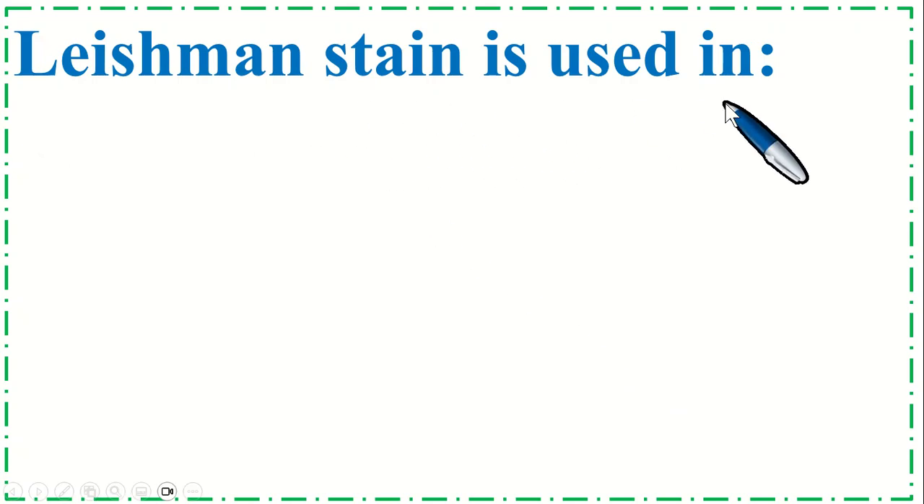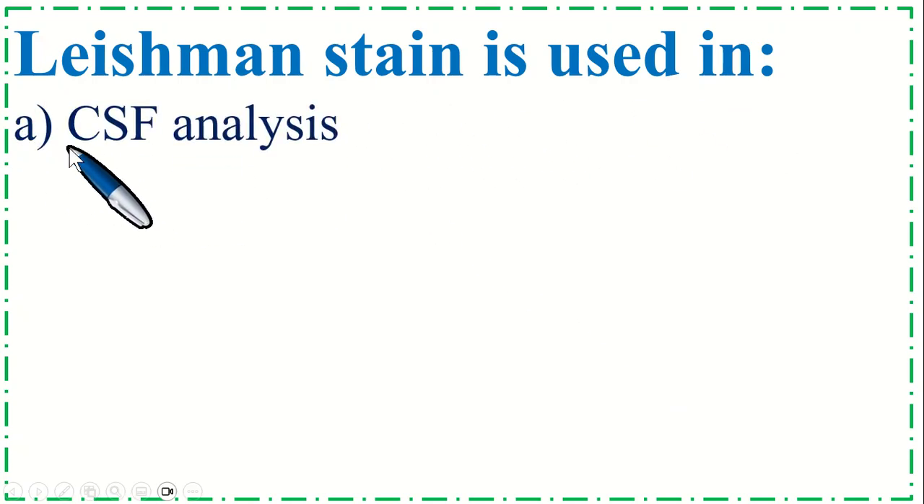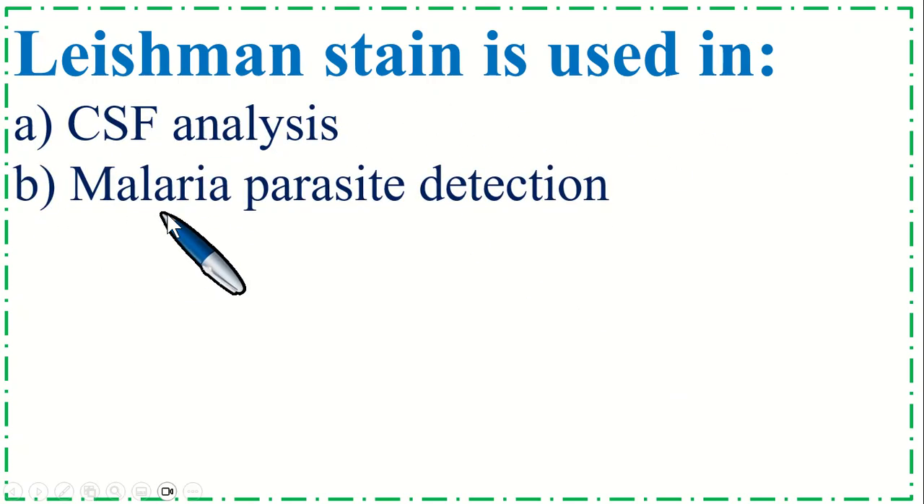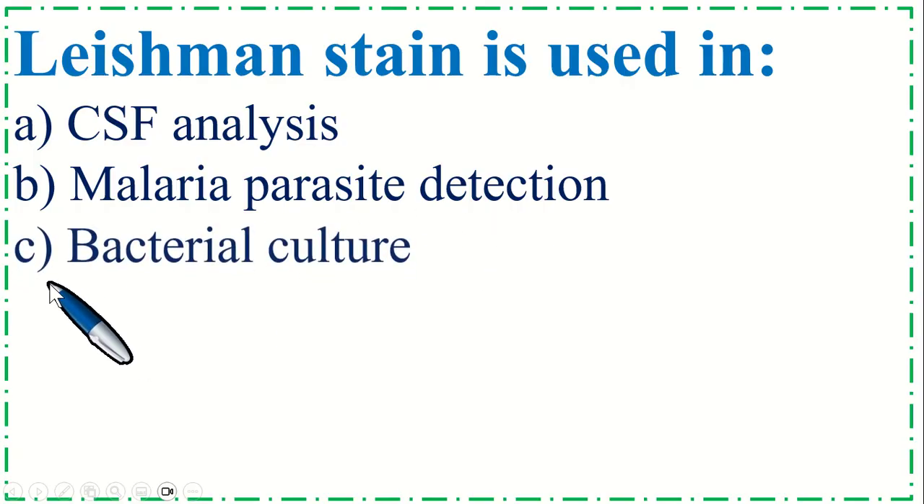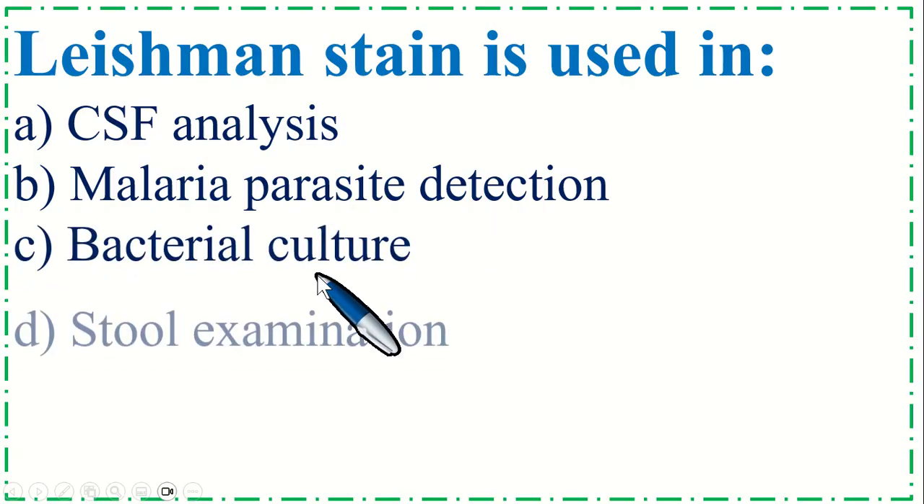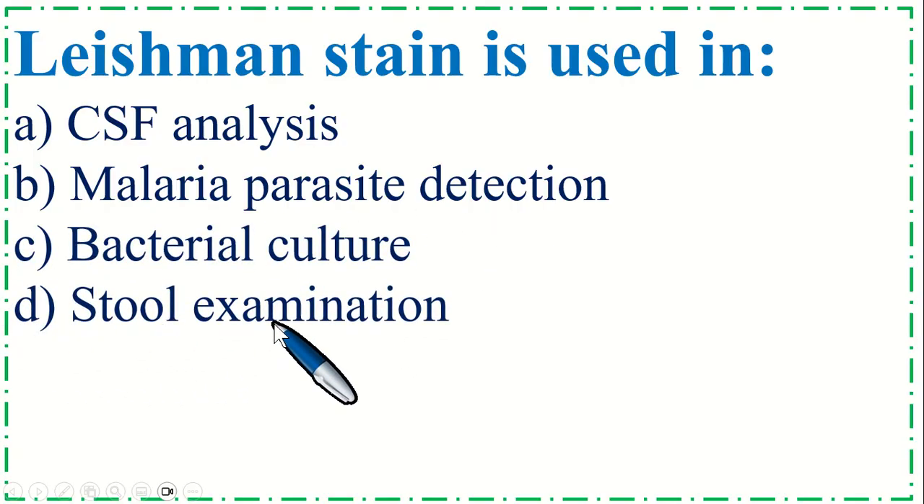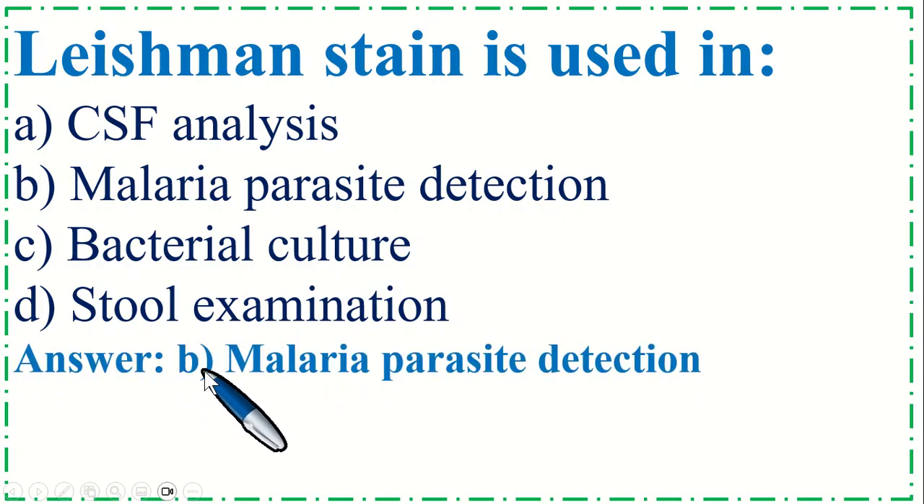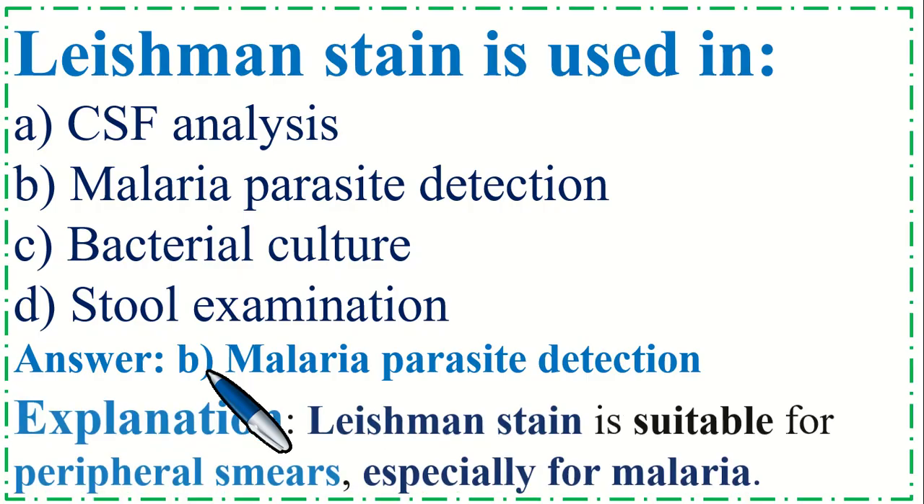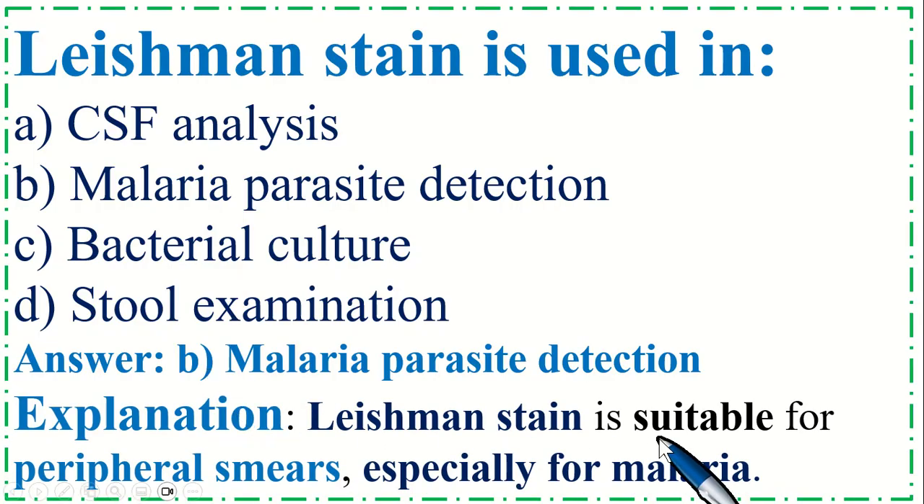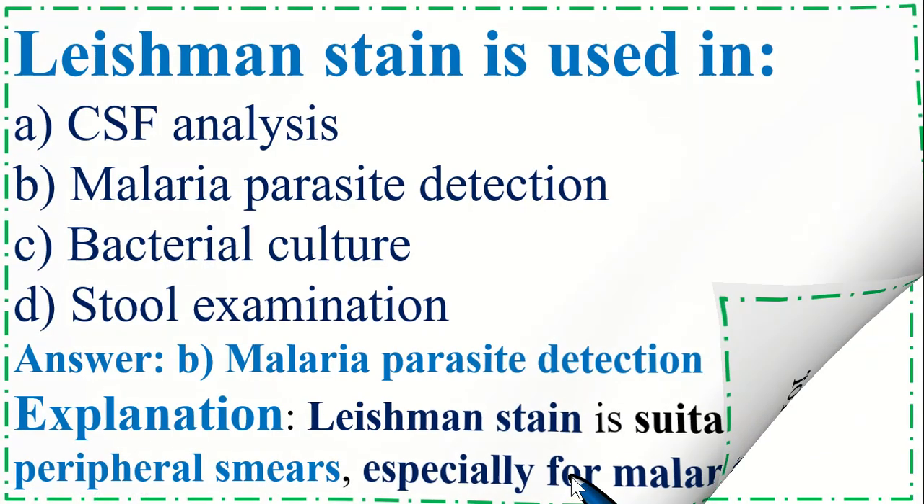Leishman stain is used in option A CSF analysis, B malaria parasite detection, C bacterial culture, and option D stool examination. So the correct option is B malaria parasite detection. Leishman stain is suitable for peripheral smear, especially for malaria.